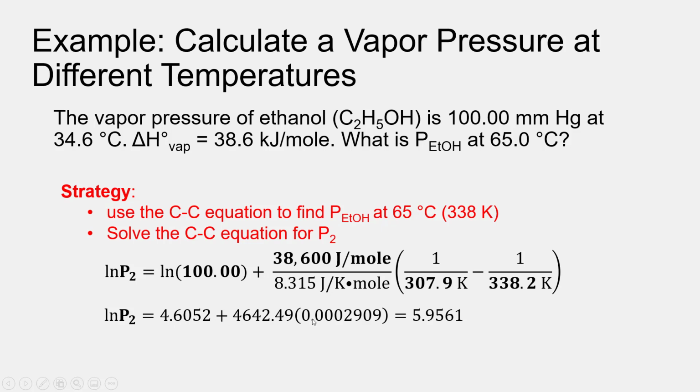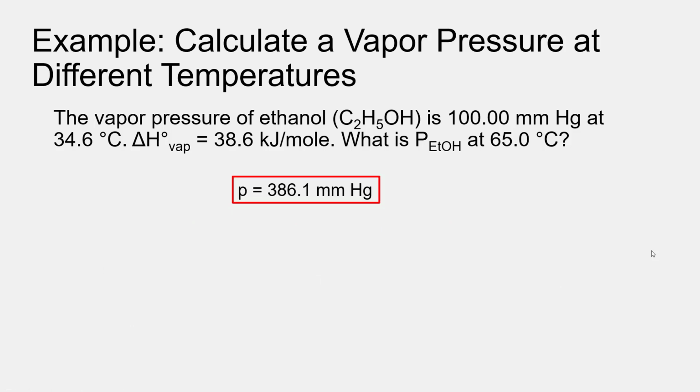4.6052 plus about 1.3 gives me the natural log of P2 is equal to 5.9561. To isolate P2 and undo this natural log, I raise each side over E. So I have E to the ln P2, the E and the ln cancel each other out, leaving me with P2. P2 is equal to E to the 5.9561, which is equal to 386.1 millimeters of mercury. So we would predict that the vapor pressure at the higher temperature is 386.1 millimeters of mercury.